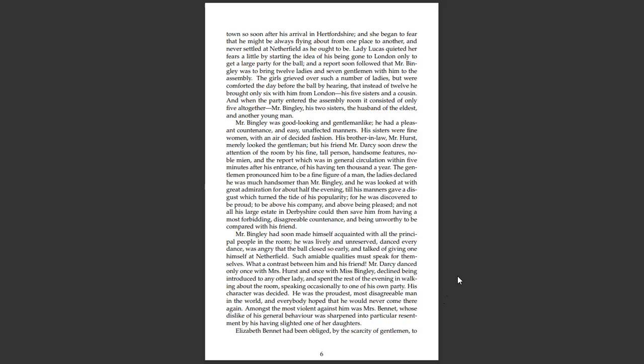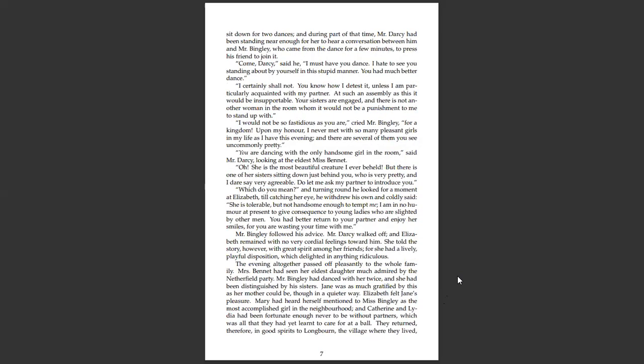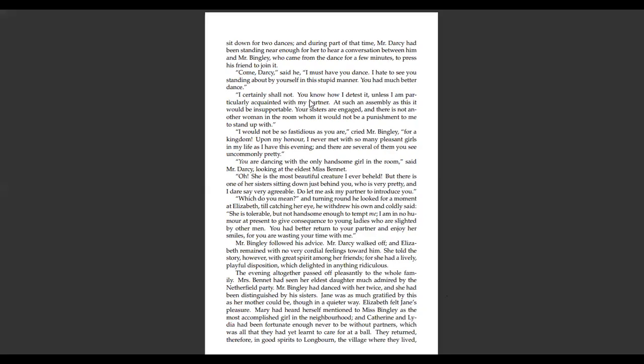Elizabeth Bennet had been obliged, by the scarcity of gentlemen, to sit down for two dances, and during part of the time Mr. Darcy had been standing near enough for her to hear a conversation between him and Mr. Bingley, who came from the dance for a few minutes to press his friend to join it.